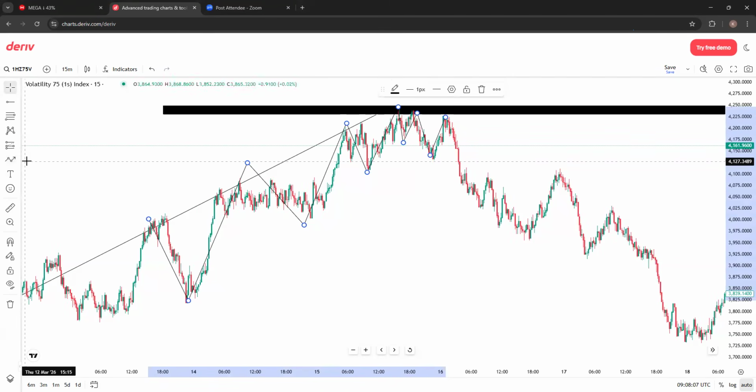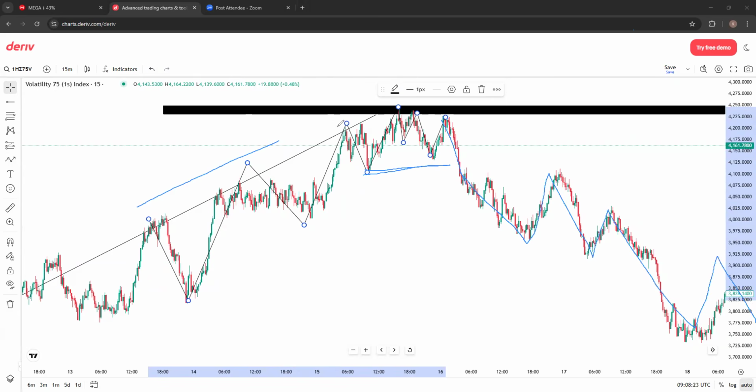Our breakout structure now is when we come and break this valid low, and then price came and broke that low, meaning that we were in an uptrend. When we got that breakout structure, we are now switching to a downtrend. Low, high, low, high, low, high, low.